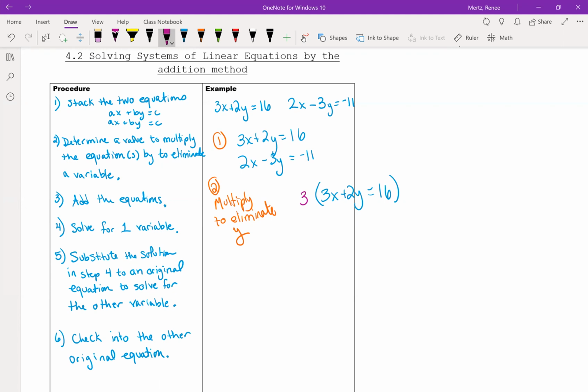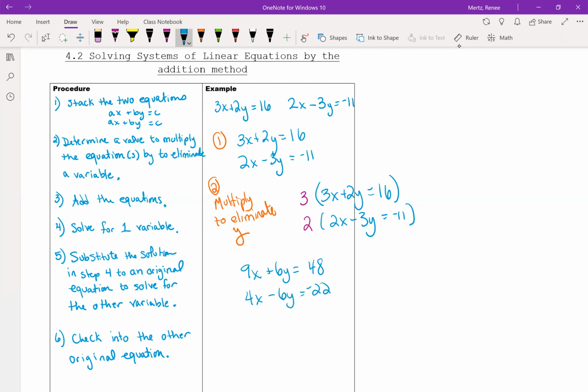Then I'm going to multiply 2 by the 2x minus 3y to equal negative 11. Obviously you wouldn't write this in a separate line. I just want to show you what I'm doing. So I'm going to distribute. So I have 9x plus 6y equals 48. And then I have 4x minus 6y equals negative 22.